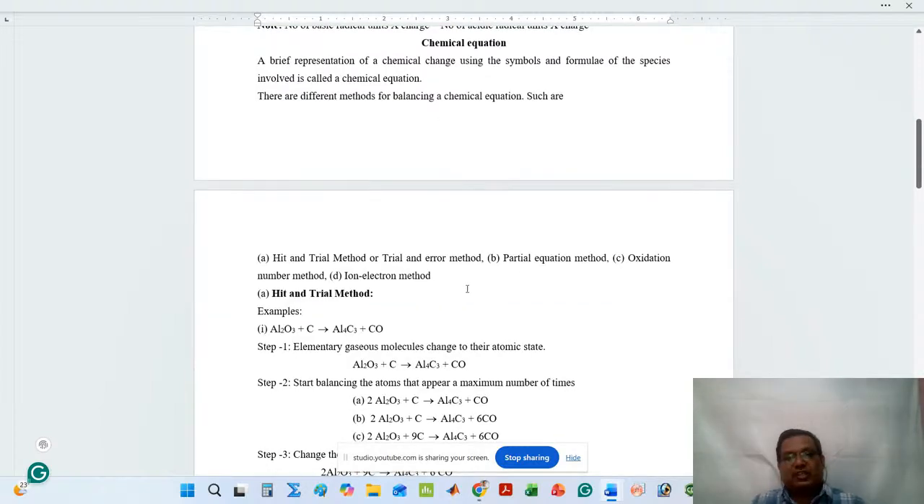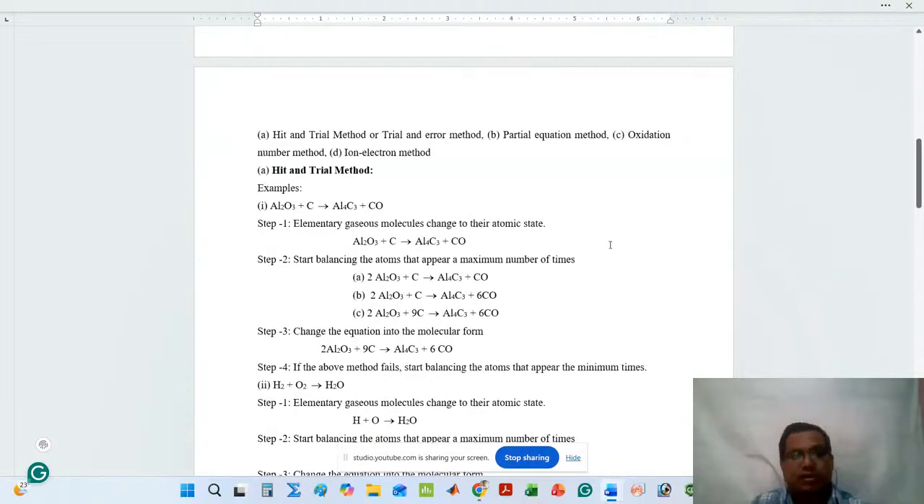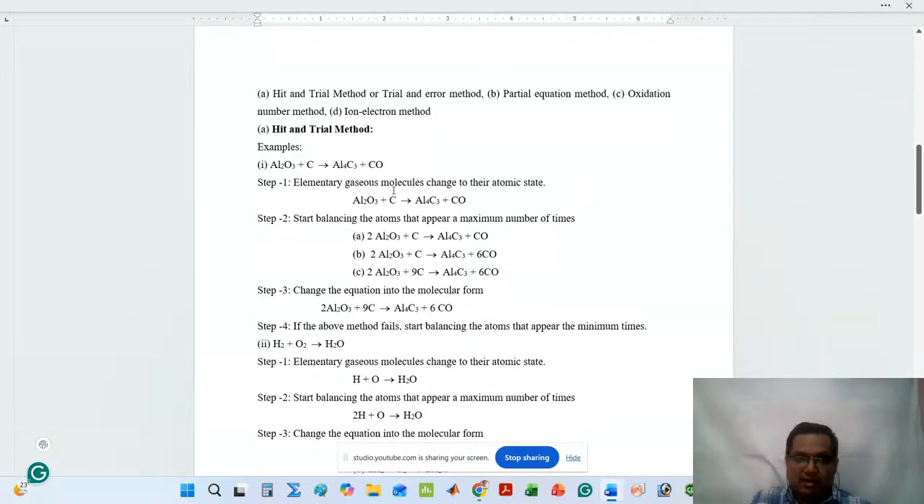Generally, there are four methods used for balancing a chemical equation. Number one is the hit and trial method. Number two is the partial equation method. Number three is the oxidation number method. Number four is the ion electron method. Among the four methods, I clearly explained the hit and trial method by giving an example.